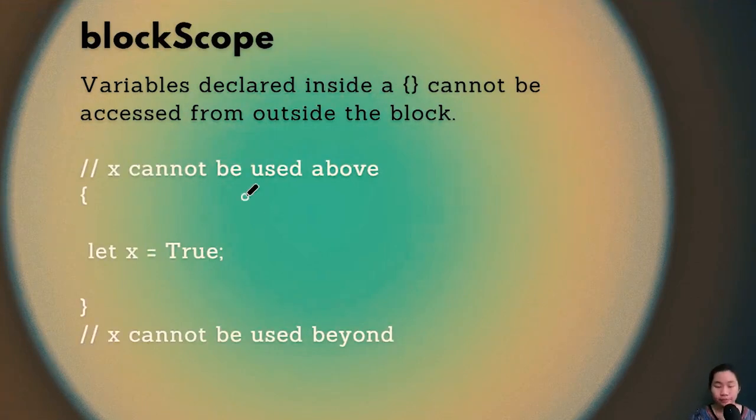What exactly is block scope? Block scope refers to the accessibility of variables. In this case, a variable declared inside of a curly bracket cannot be accessed from outside of the curly bracket. The curly bracket in this case defines a section of scope or accessibility that's separate from the global scope. Global scope meaning the whole file. If something is in the global scope, you can use it anywhere.